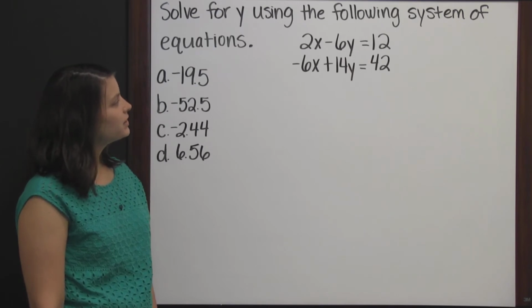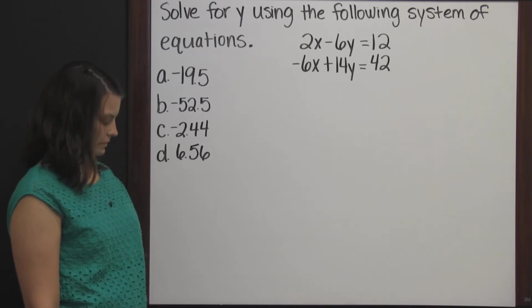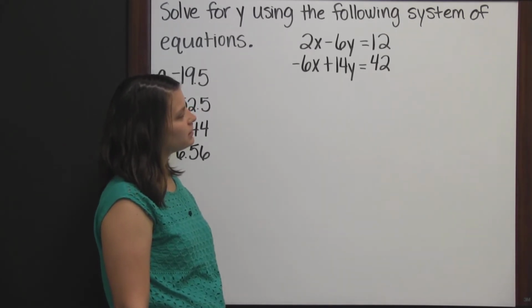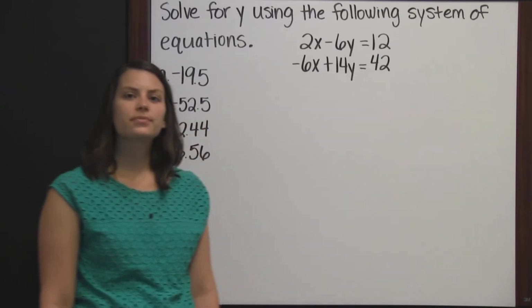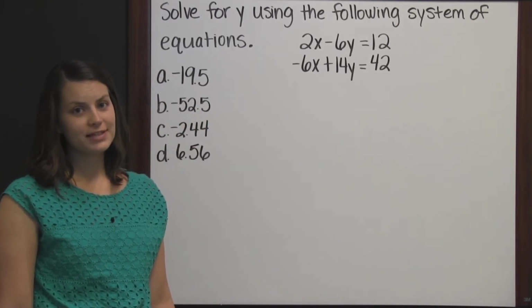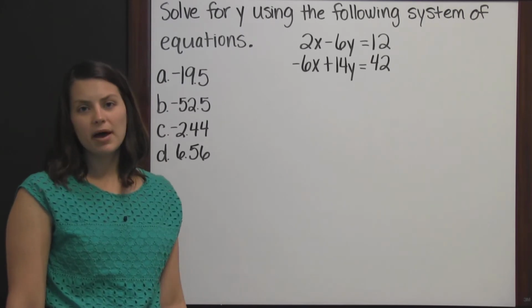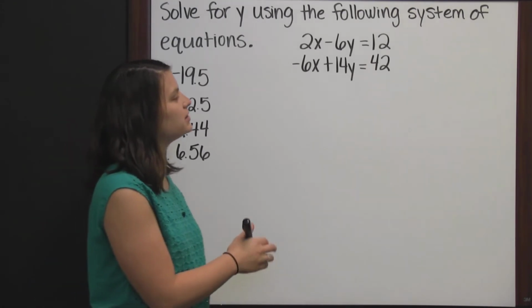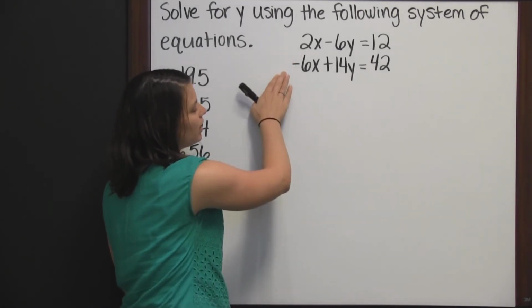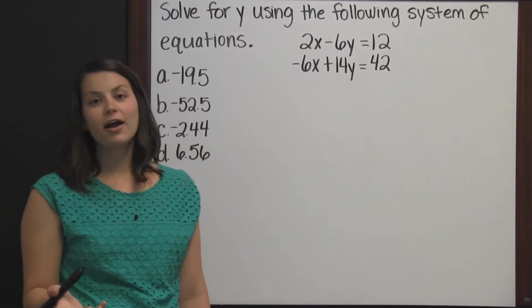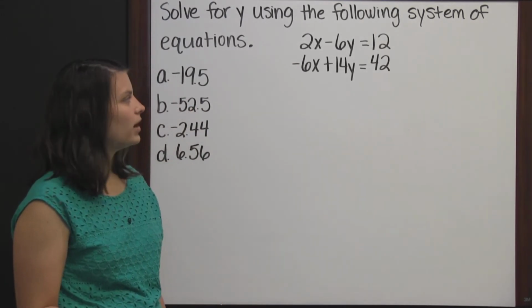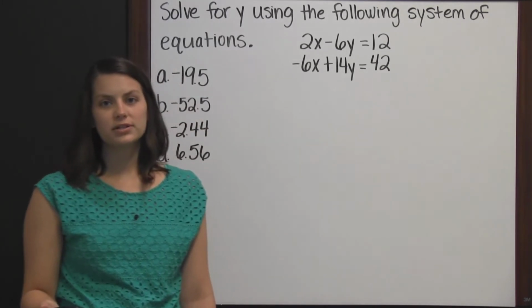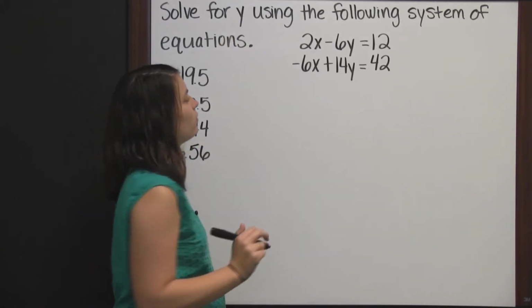Solve for y using the following system of equations. 2x minus 6y equals 12. Negative 6x plus 4y equals 42. There are several ways to solve a system of equations. What you need to keep in mind is that what you're doing is finding where these two lines intersect on a graph. So you can graph, that's one way to solve a system, is to graph both the lines and see where they intersect. And then in this case, just give the y coordinate.